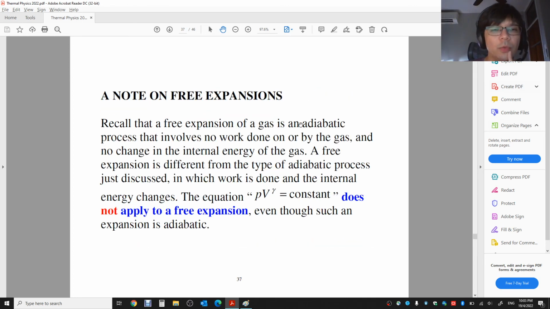Just a quick note, we have to talk about free expansions. Free expansion is also adiabatic, because there's no work done and no heat exchange with the environment. So free expansion into a vacuum is considered adiabatic. But the expansion process is different from our normal adiabatic process, which is able to follow a curve. Recall that when we're talking about free expansions, only the initial state and the final state are known. So this equation PV to the power of gamma equal to a constant will not apply to free expansion, even though such an expansion is also considered adiabatic.